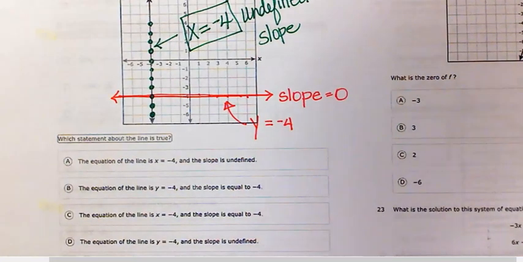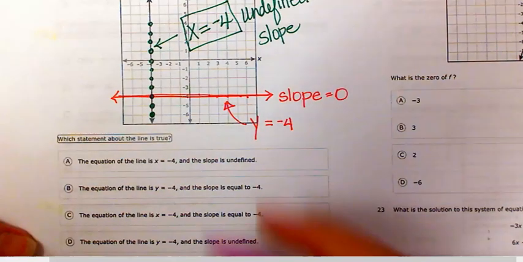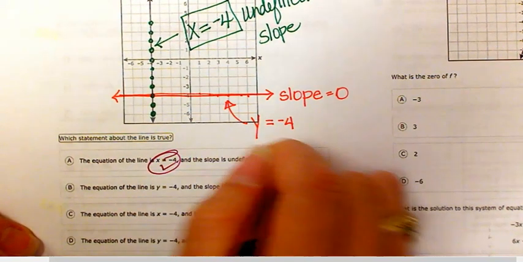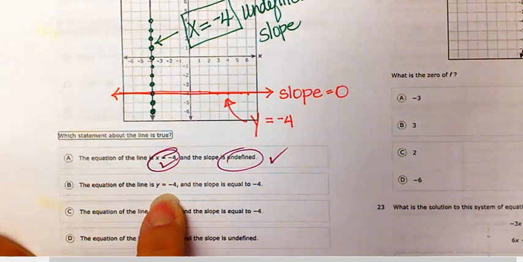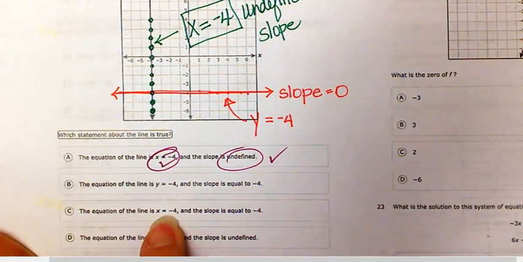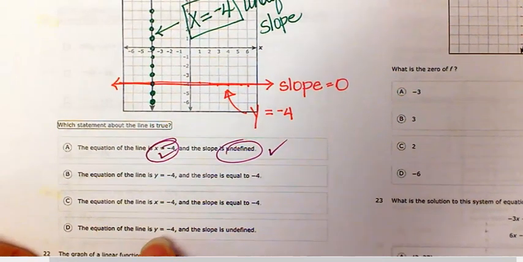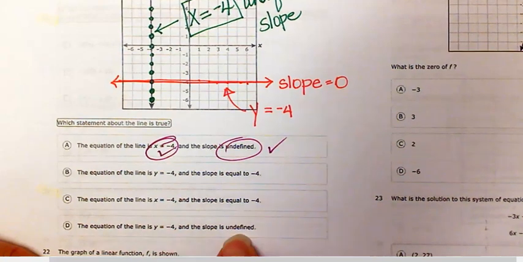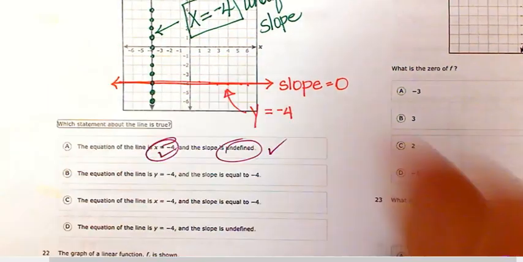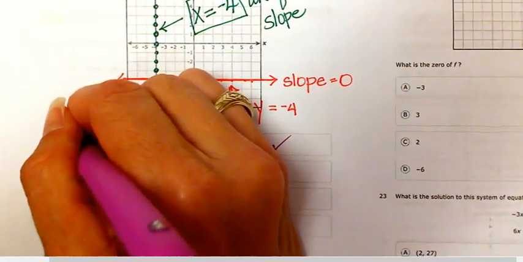All right, so the equation of the line is x equals -4, and the slope is undefined. That's what we got. Good. Good. Nope. Nope. Yes, but nope. Nope, but yes. All right, so the only one that has both parts correct is answer A.